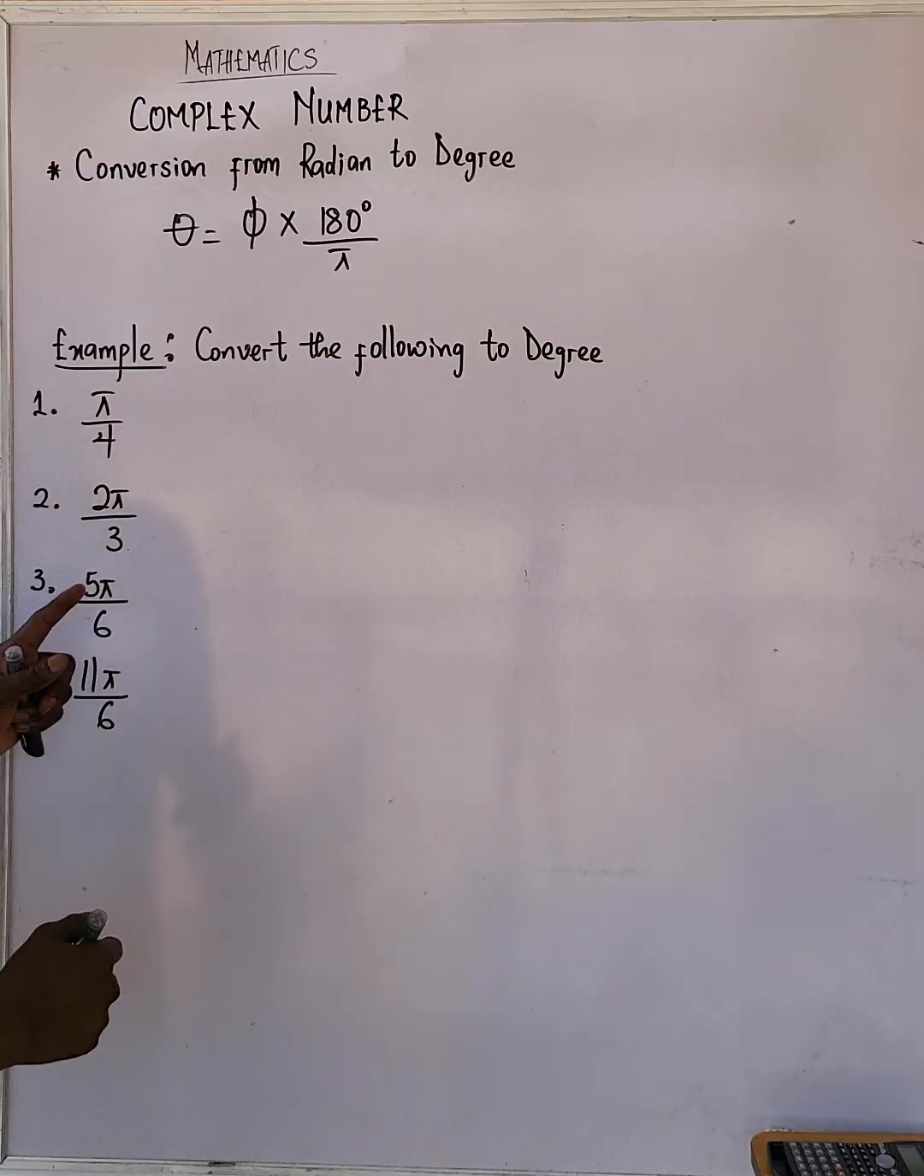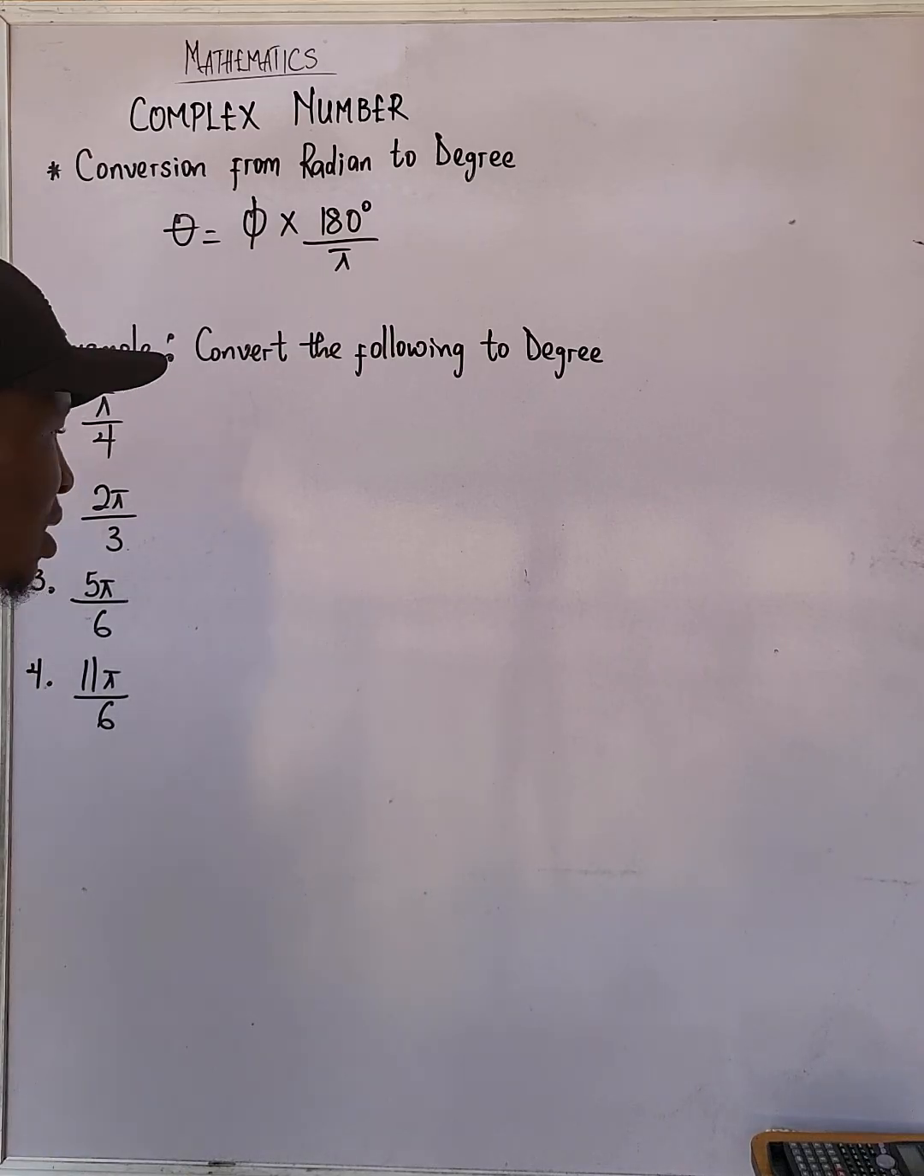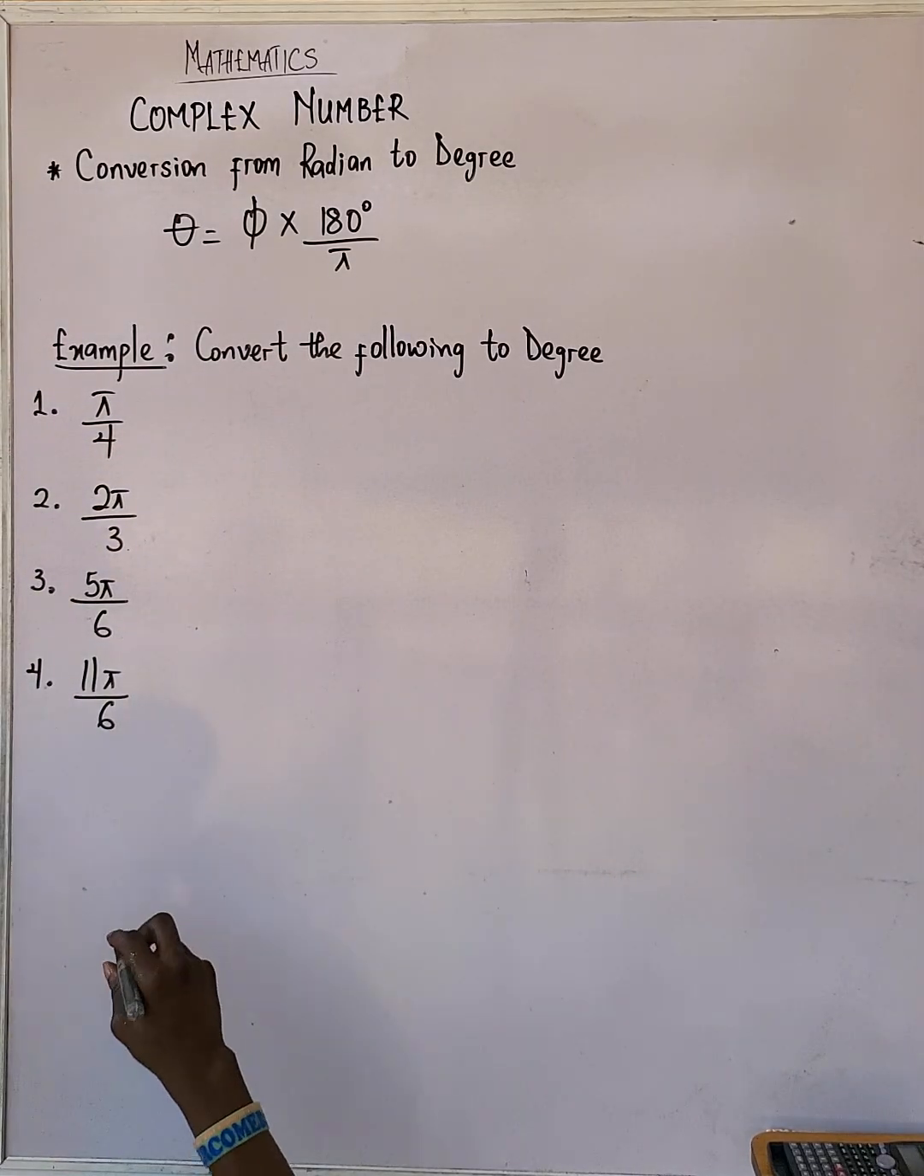Question 1, we have pi over 4. Question 2, 2 pi over 3. Question 3, 5 pi over 6. Then question 4, 11 pi over 6. How do you go about it? Solution.